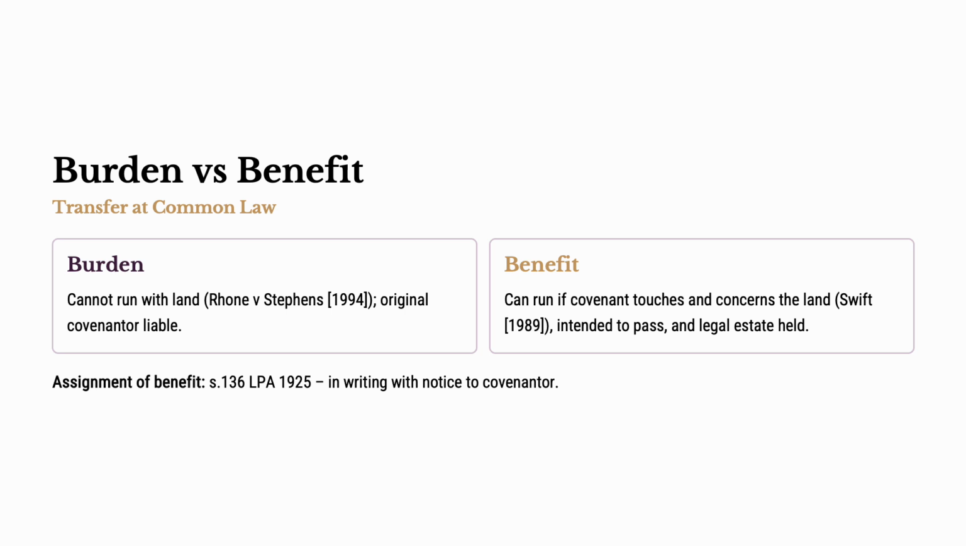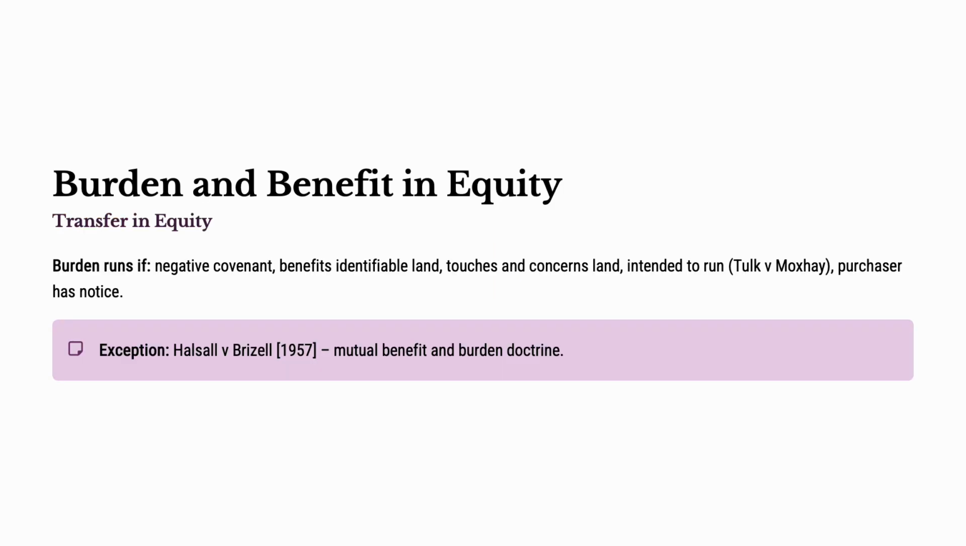Now let's talk about equity, since common law is inadequate. Equity developed different rules to address the inadequacy of common law, particularly for restrictive covenants. The landmark case is Tulk v Moxhay in 1848. In equity, the burden of a restrictive covenant can run with the land if five requirements are satisfied. This is fundamental. Learn these five requirements. This is the way the burden will transfer. Otherwise, common law will apply and the burden will not transfer.